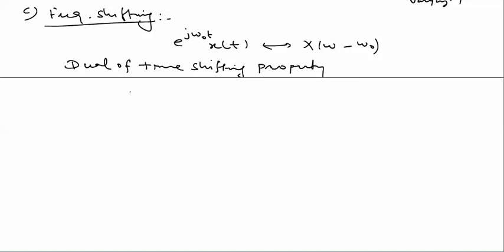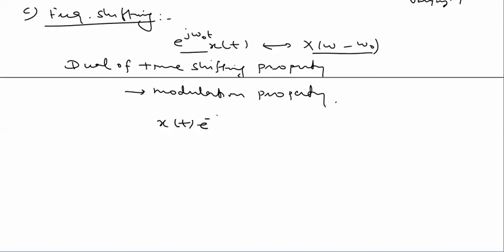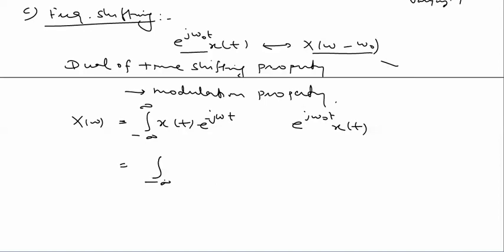The frequency shifting property is also known as the modulation property. This also can be proved through the change of variable idea. Instead of using x(t), we use this term, then the result will be modified by this amount. Let's see.